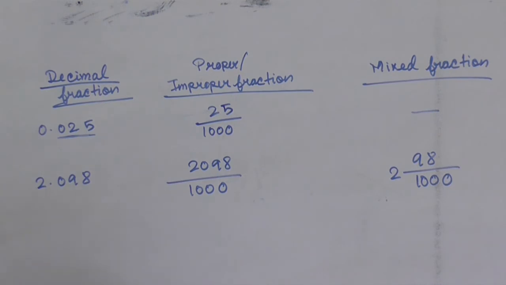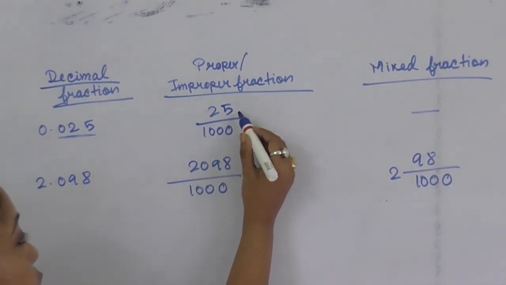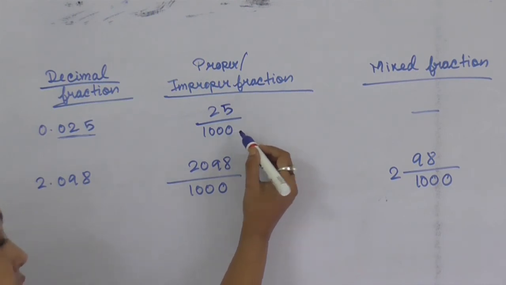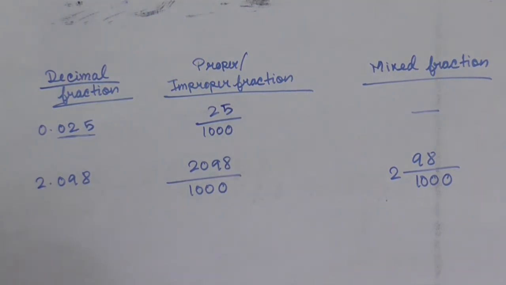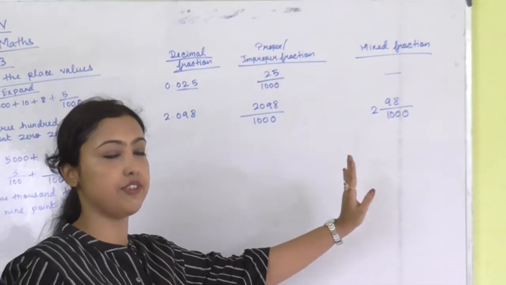So you can see that in this fraction, the numerator is lower than the denominator. So it is becoming a proper fraction. A proper fraction cannot be converted into a mixed fraction. So here there will be no such mixed fraction.